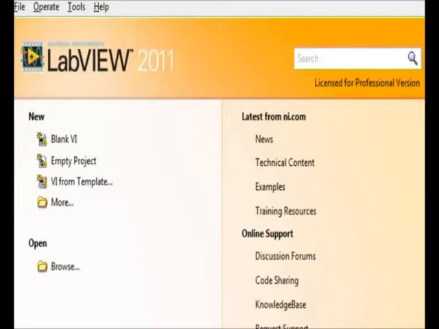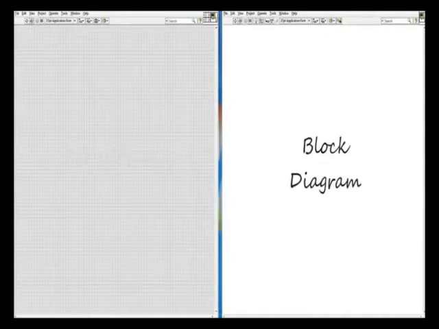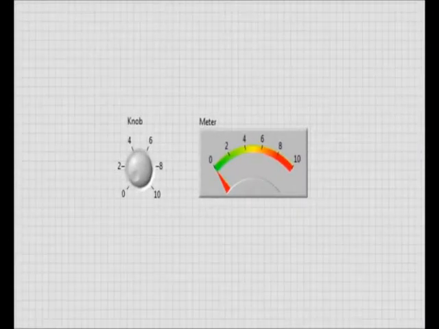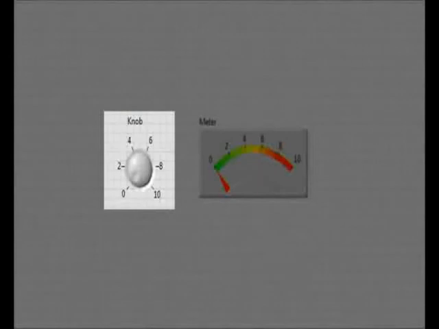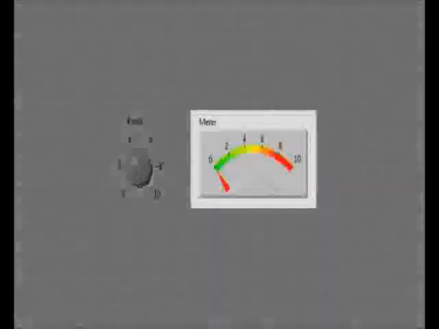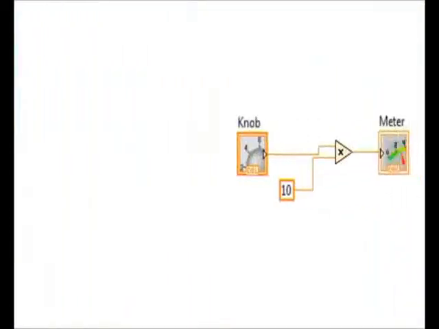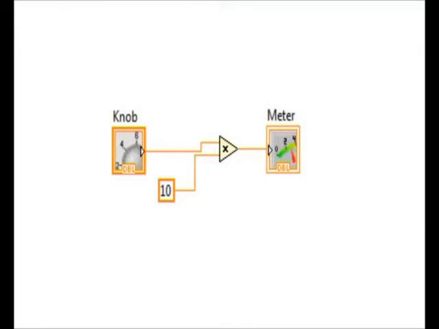A program in LabVIEW is called a VI, Virtual Instrument. So to create a new program, we click on this blank VI icon. The VI is made of two windows, the front panel and the block diagram. The front panel of the VI will have the GUI of the program, which is made of input objects called controls and output objects called indicators. The block diagram will contain the code of the front panel. The code is made of graphical functions.